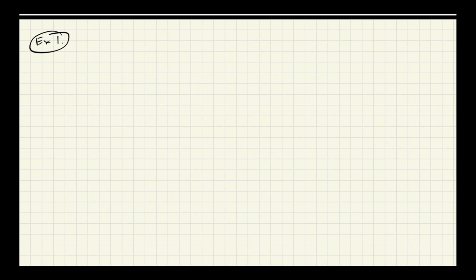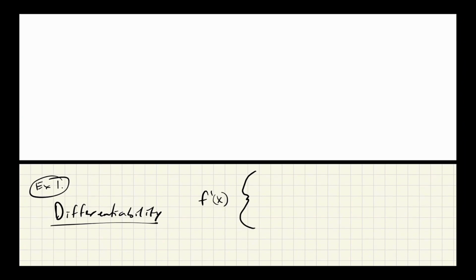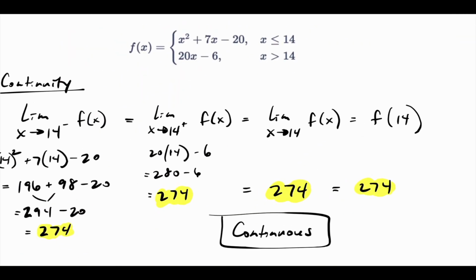Example. Okay, so I'm checking differentiability. Differentiability means derivatives. So the first thing I've got to do is find the derivative, f prime. F has two parts: x squared plus 7x minus 20 when x is less than or equal to 14, and 20x minus 6 when x is greater than 14, right?